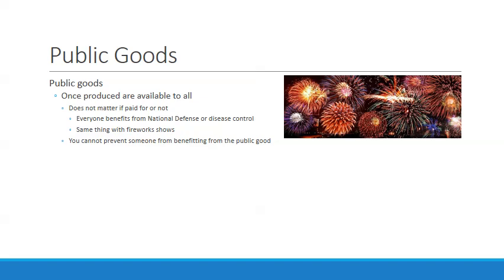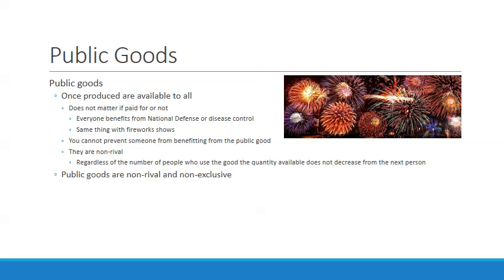So public goods, when you think about them, are non-rival. So everyone has access to them regardless of whether they pay for them or not. Regardless of the number of people who use the good, the quantity does not decrease for the next person either. So just because I attended the fireworks show doesn't mean that you, when you attend, are going to get fewer fireworks, because it's a common good. It's a public resource, a common, public good here for us. So public goods are non-rival and non-exclusive. Private goods are rival and exclusive. Public goods are non-rival, they're non-exclusive.